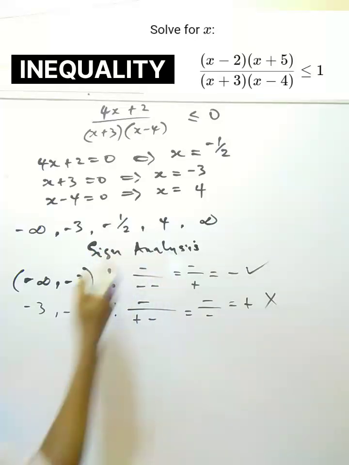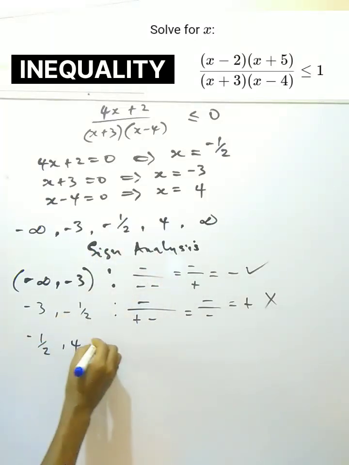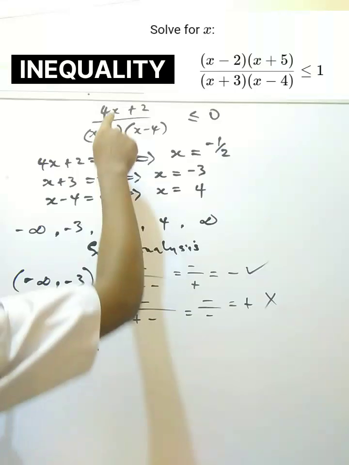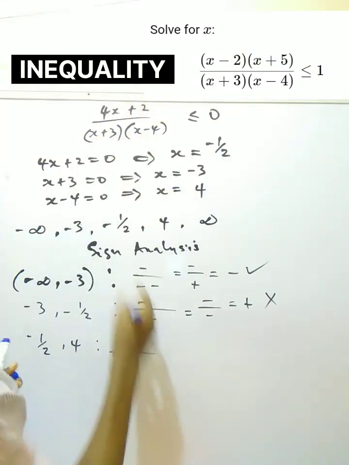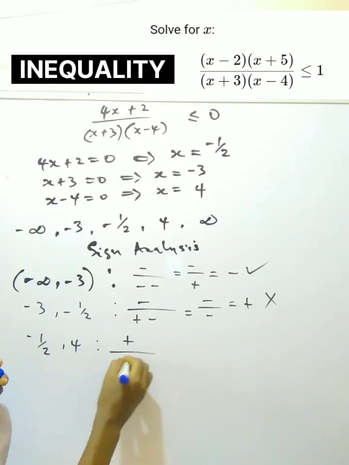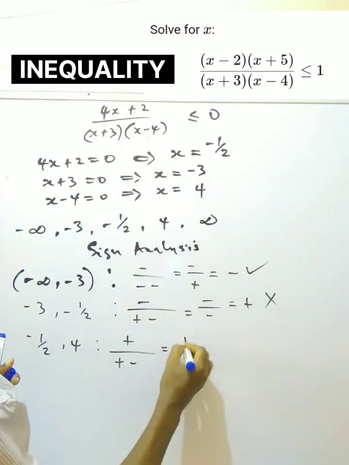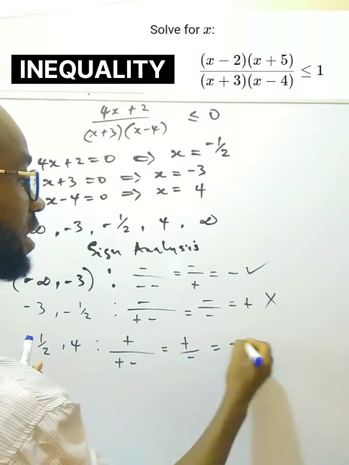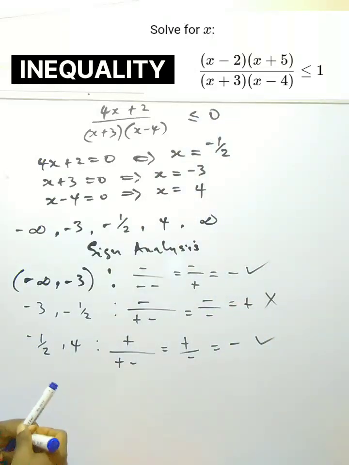Let's take the next pair, minus half and 4. Let's take a number that falls between these two, positive 1. If I place 1 here, my sign will be plus. If I place plus 1 here, my sign will be plus. If I place plus 1 here, my sign will be minus. So I'm going to have plus over plus times minus, so my answer is minus. Minus is less than 0, so we take that.